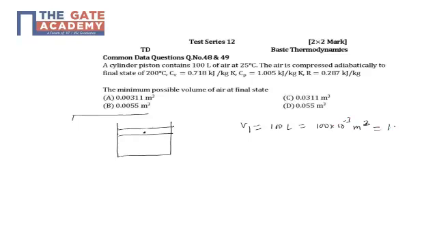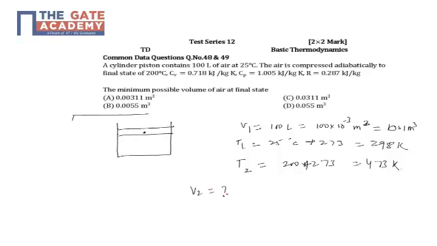So this is 0.1 meter cube, and the temperature is given as 25 degrees Celsius. So that is, if you add plus 273, you get 298 Kelvin. Whereas the T2 is compressed to a final state where the temperature is 200 plus 273, so it's 473 Kelvin. Now we don't know the final volume, that is what is asked, but it is asked when can you have the minimum possible volume.